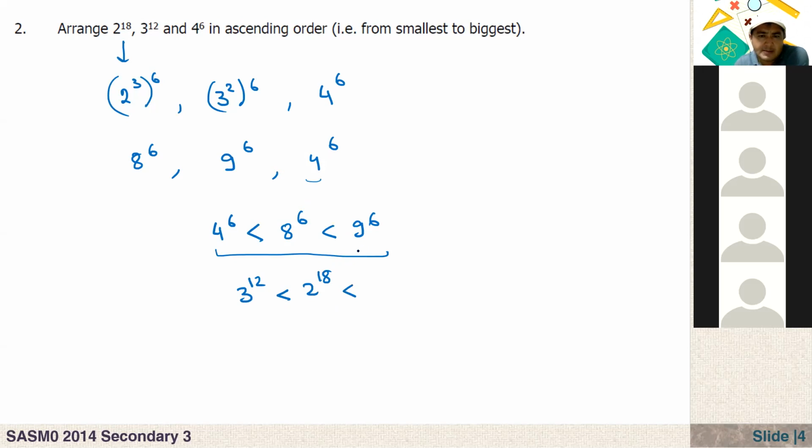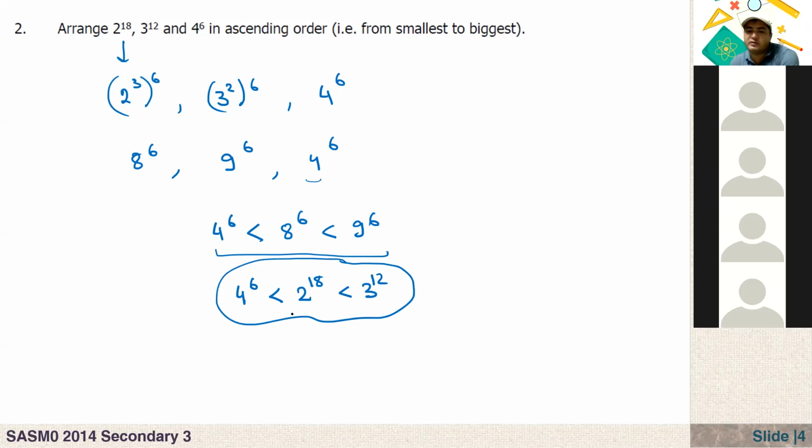Is it correct? Teacher, you should write it opposite. It means the sign should be bigger, to the left. No, what is the smallest here? 4. Okay, 4 to the power of 6. And next one is 2 to the power of 18. Next one is 3 to the power of 12, right? From the smallest to the biggest.